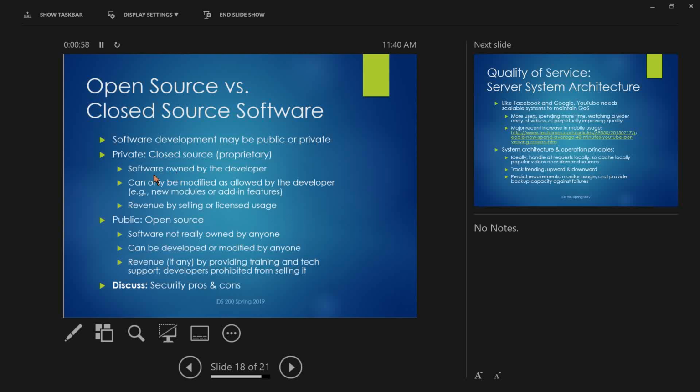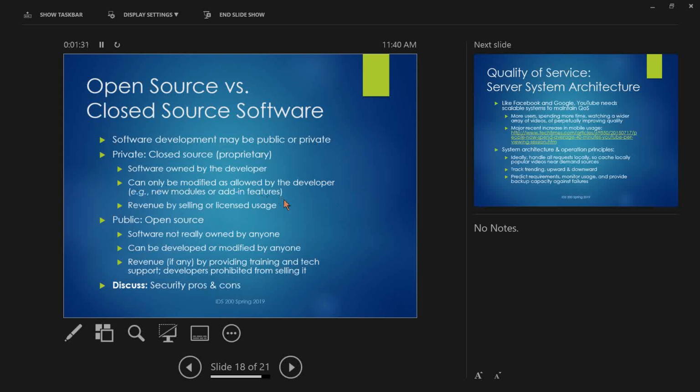Now, because it's closed source, that means you don't have access to the source code. Source code basically means the code that humans can understand, right? So anytime you write up this stuff and programmers are looking at it, that's the source code. When you process it so it actually runs on a machine, that's what's called compiled code. So closed source means the original source code, how the program is written, that's unavailable to the public. They can't see it. And because the developer actually owns the source code, it can only be modified as allowed by the developer.